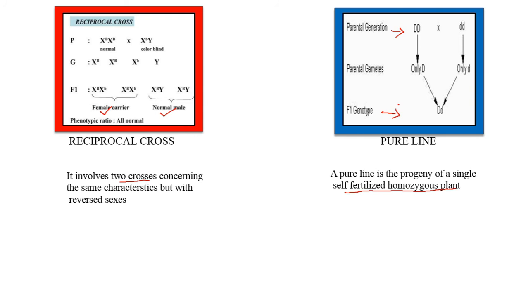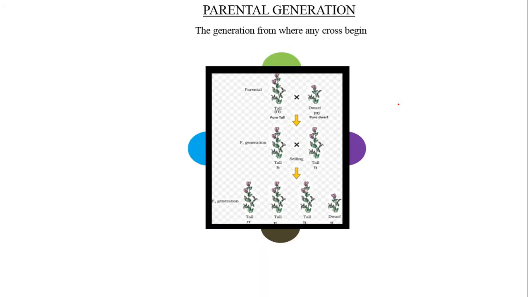Now proceeding to another topic, that is the parental generation. It is the generation from where any cross begins. It means we know that any cross starts with parents, so this stage is called the parental generation. And the generation obtained after crossing the parents is called filial, for example, F1 generation, F2 generation.